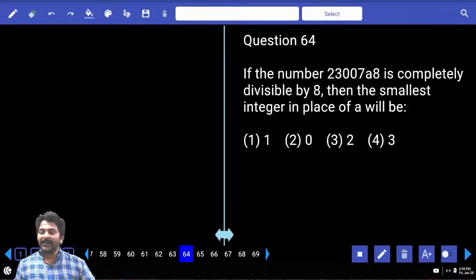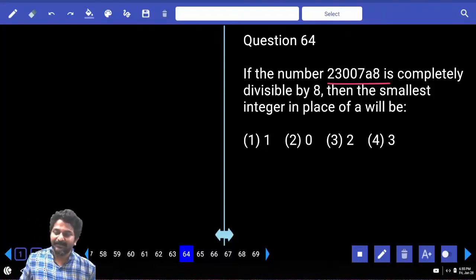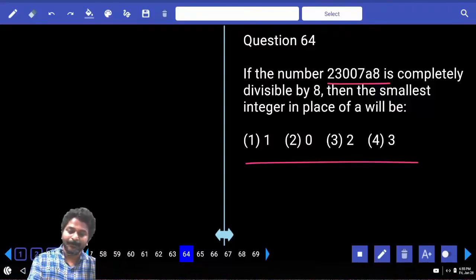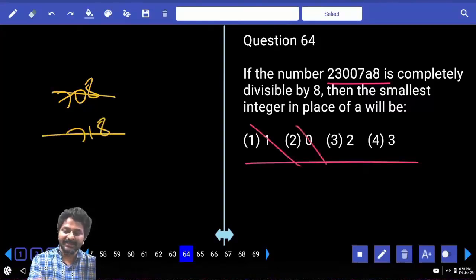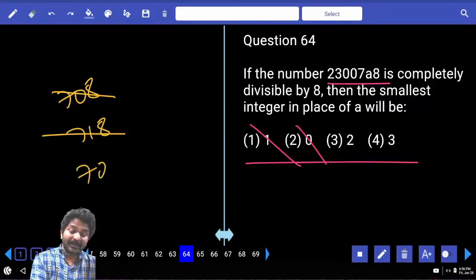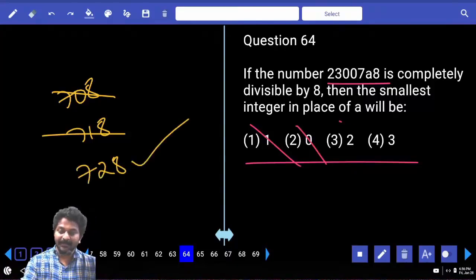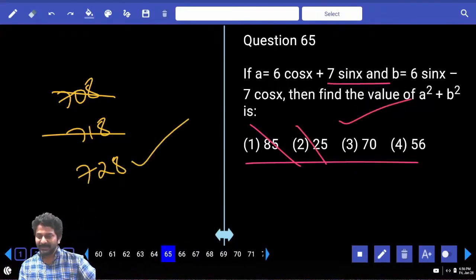If the 7-digit number 23,000 with a missing digit is completely divisible by 8, then the smallest integer in place of the blank will be. Out of the given options, what is the smallest one? 0. So that becomes 708. Is this divisible by 8? No. Next one, 718. Is it divisible by 8? No. Next smallest number, is this divisible by 8? We just have to go through the options, we can't do anything else.